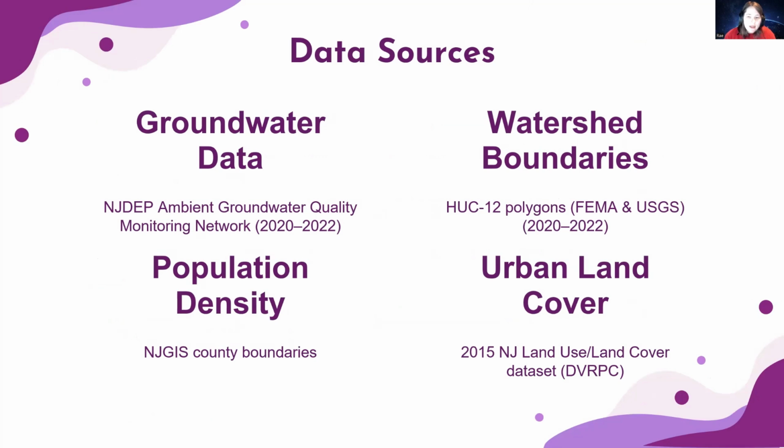For this project, I used several spatial datasets. First, the NJDEP Ambient Groundwater Quality Monitoring Network provided well level measurements for DO and pH from 2020 to 2022. I then used HUC12 watershed boundaries from FEMA and USGS to define the analysis units. To understand human influence, I incorporated population density from the NJGIS County dataset and urban land coverage from the 2015 New Jersey Land Use Land Cover dataset. Combining these datasets allowed me to look at both natural and human-driven influences on groundwater quality.